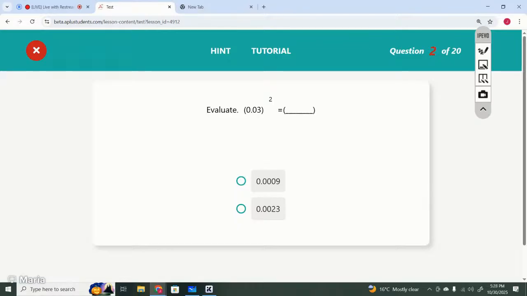So you have to do 0.03 times 0.3. So that would be 0.0009. Option number 1 is the correct option. Okay, 0.03 times 3. So, which is the correct option? That is option number 1 is the correct option.